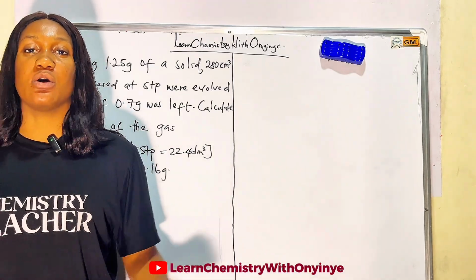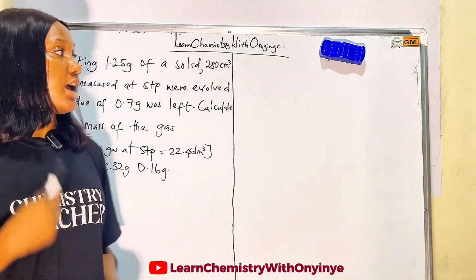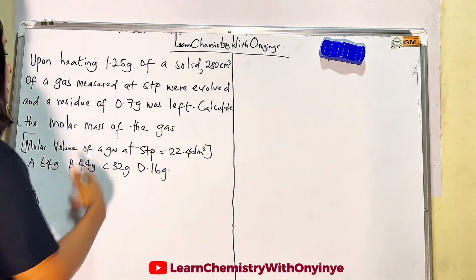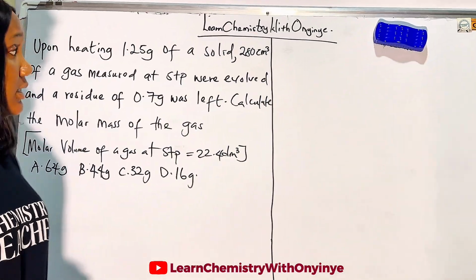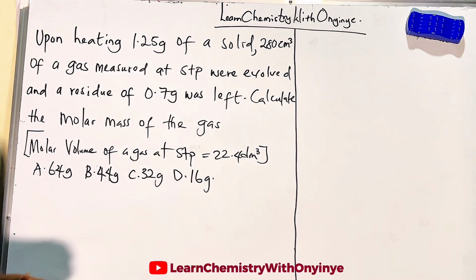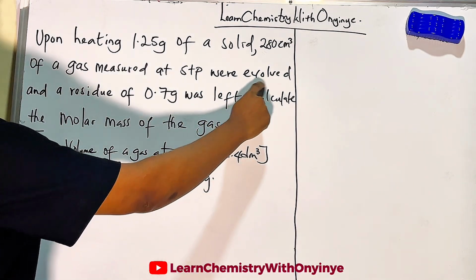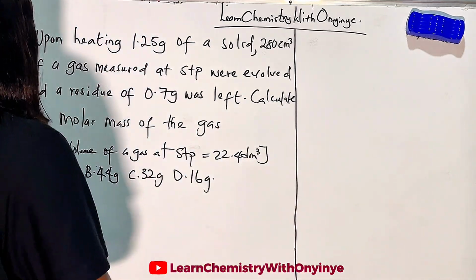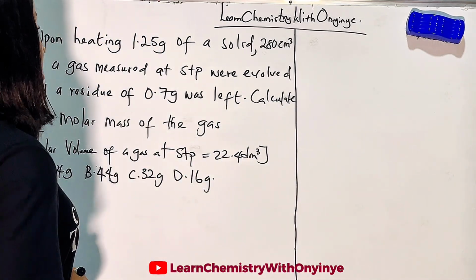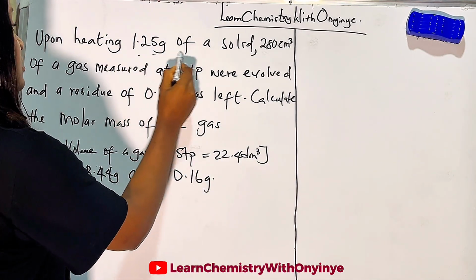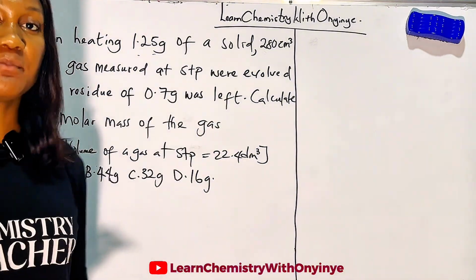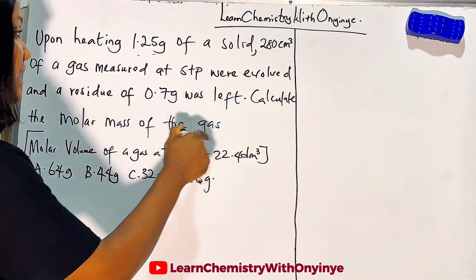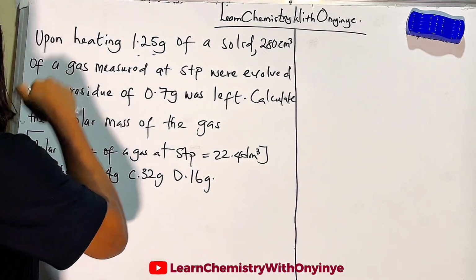Hello guys, welcome to Learn Chemistry with Onye, and today we're going to be solving this question. So the question is asking us to calculate the molar mass of the gas. What gas? We weren't given the gas, but we're told that the gas evolved. So let's see, what are the parameters here? We have 1.25 gram of a solid. However, what we've been told to calculate in this question is the molar mass of the gas. So we have to look for the gas here.